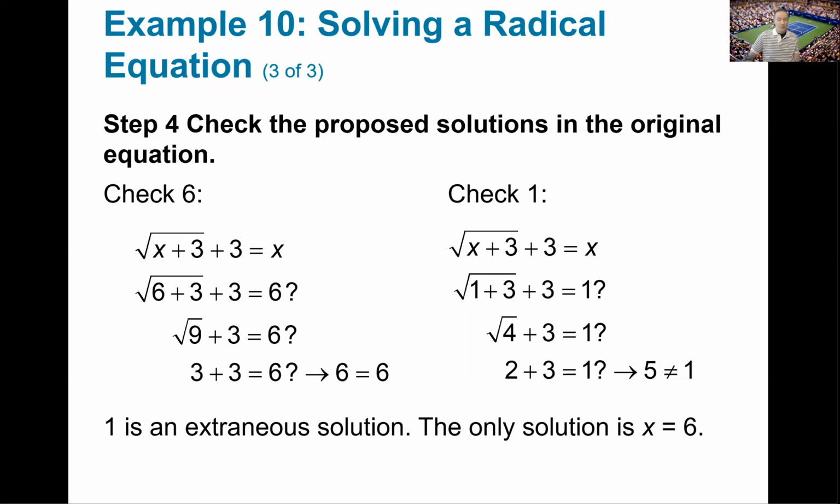5 does not equal the 1 on the right-hand side, and it's because the square root is only possible to be a positive number that this is invalid. So you say, well, since the square root of 4 cannot equal a negative 2, this can never be true. That means 1 is an extraneous solution. It's a solution we arrive at through correct algebra that is not a solution to the original problem. The only solution is our x equals 6.